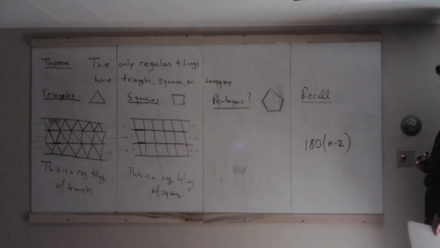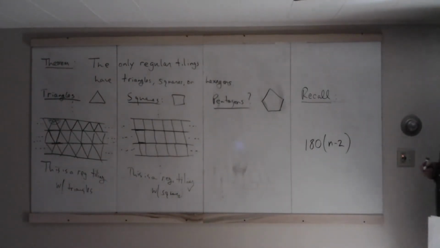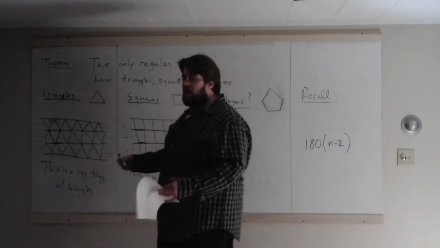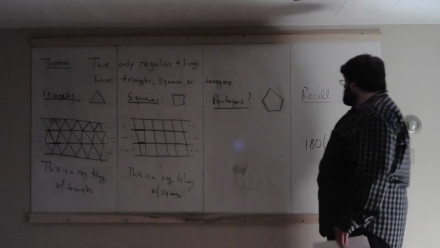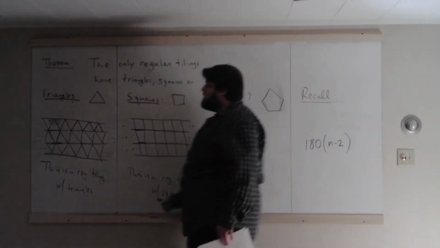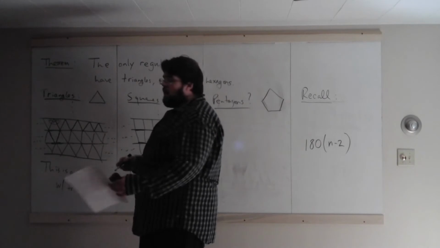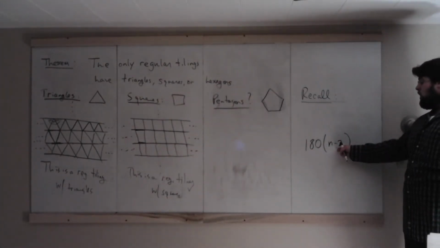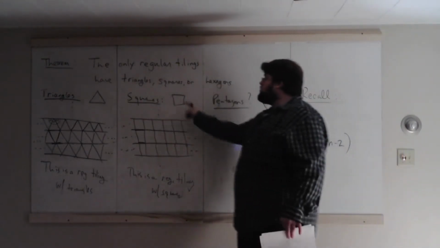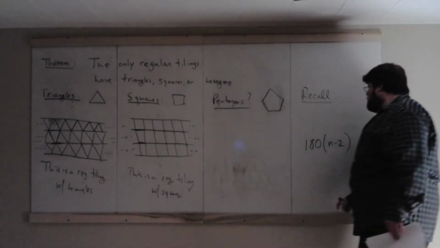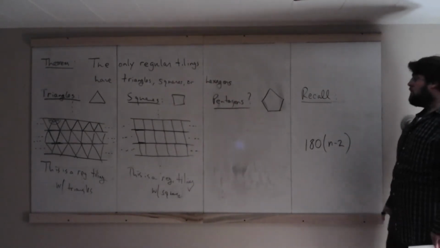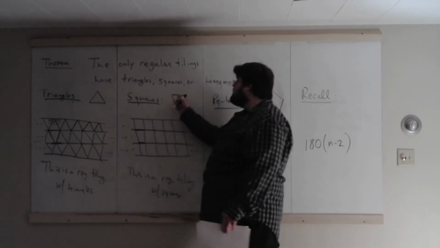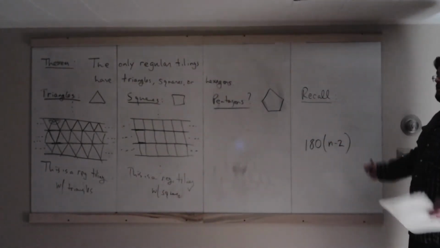180 degrees times n minus 2 gives us the total number of degrees inside an n-gon, any n-gon. The total number of degrees, so if you add this angle plus this angle plus this angle, all of the angles in a triangle add up to 180 times 1 degrees. All of the angles in a square, or in a quadrilateral, add to 180 times 4 minus 2, which is 180 times 2, 360 degrees.